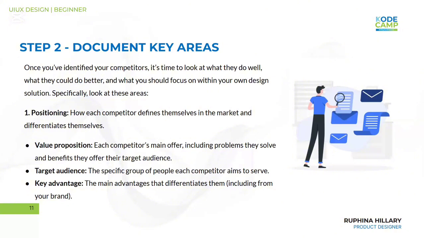So now you have to document key areas of your competitors, their value positions. What is each competitor's main offer? What problems do they solve and what benefits do they offer their target audiences? Also, what is their target audience? What is the specific group that the competitors aim to serve? Like the example I gave before, where I talked about food delivery applications.